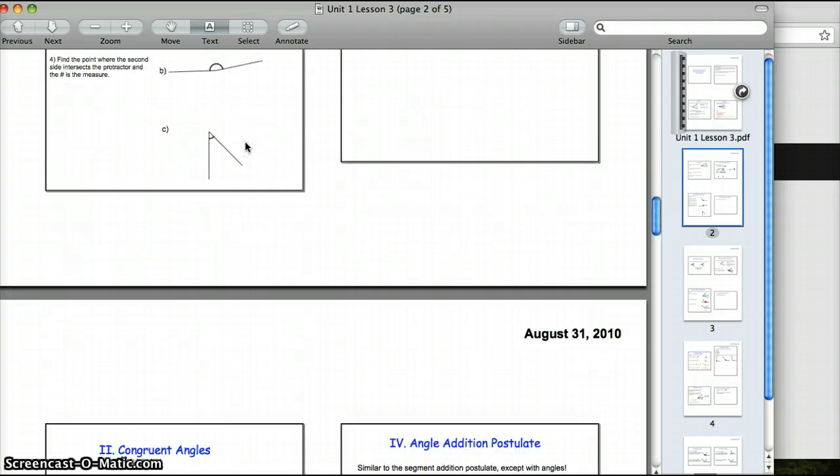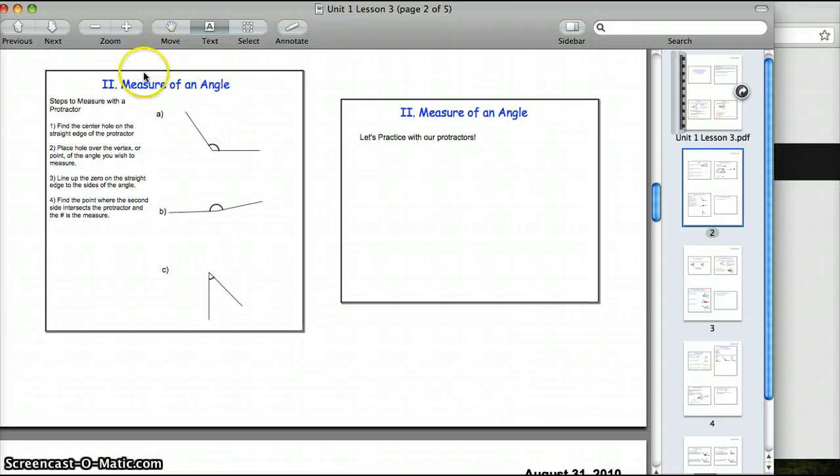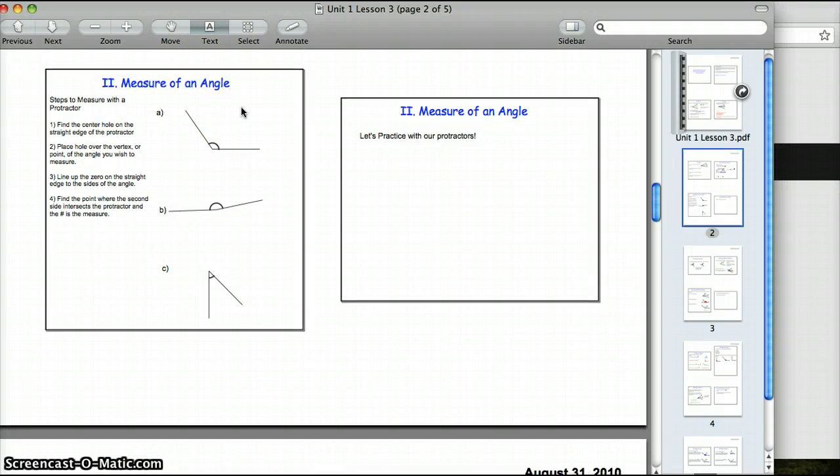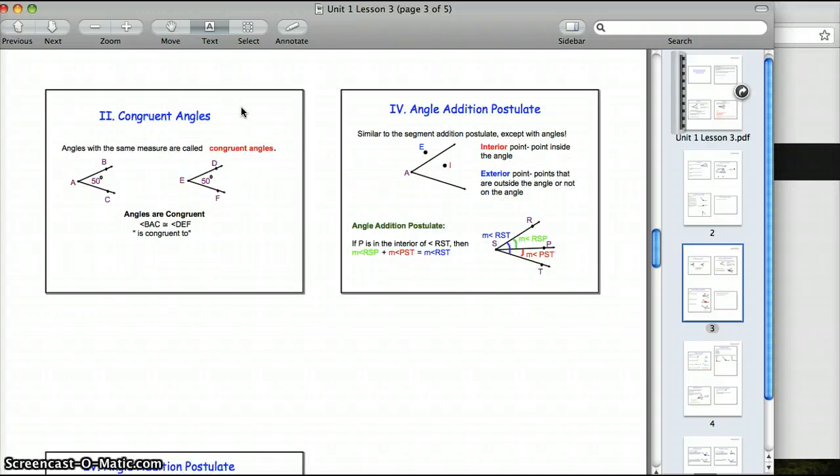Alright, we're going to go down to measures of angles. We're actually going to go to congruent angles. Angles with the same measure are called congruent angles. So angle BAC is congruent to angle DEF, and they're both 50 degrees. This is how you write it: angle BAC is congruent or equal to angle DEF.